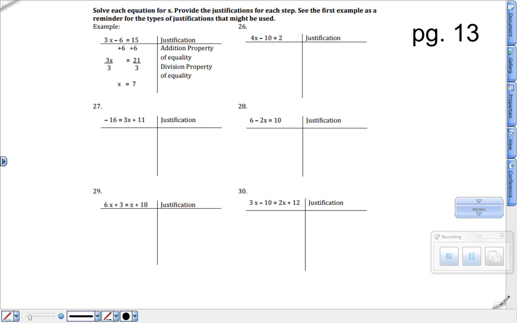For these problems, you're just solving them algebraically. Most of them are two-step equations where you get rid of the plain number and then you divide. A couple of them are variables on both sides. So here we go.